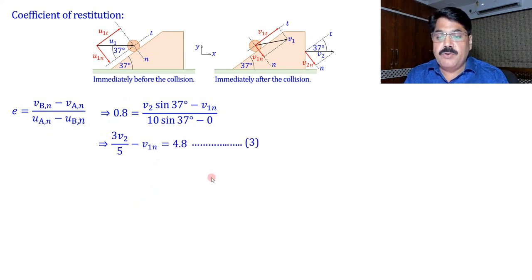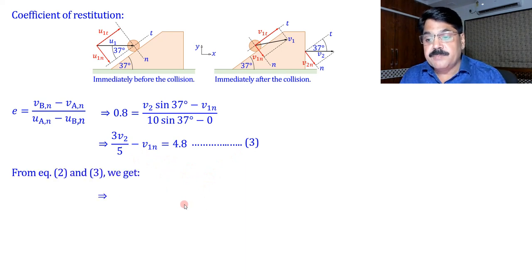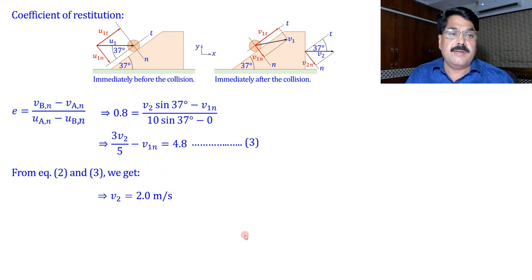Now if you see equations 2 and 3, they are involving V2 and V1n. So both these values we can determine from equations 2 and 3. From equations 2 and 3, we get V2 is equal to 2 meter per second. That was the required answer.